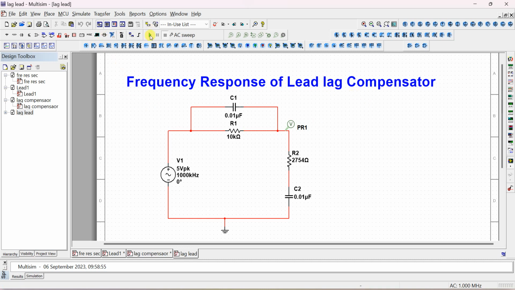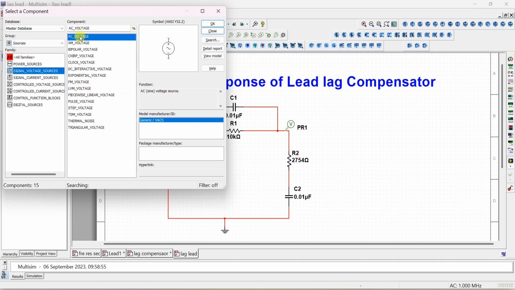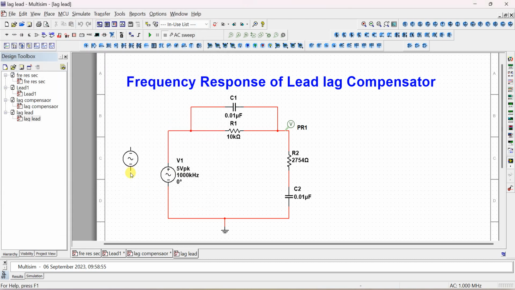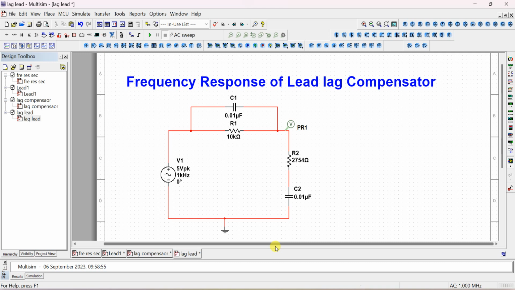So here you have to rig up the circuit as shown in the figure. You get the component of the AC voltage source by placing a component. Go to sources, signal voltage sources, AC voltage. You click OK. Change the value to 5 volts peak to peak. I can select 1 kilohertz also, no problem, because we are taking the frequency response. You can take any value, no problem, because we are not plotting from one particular frequency. We are plotting for different frequencies.